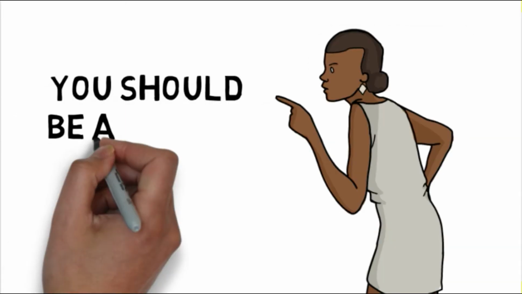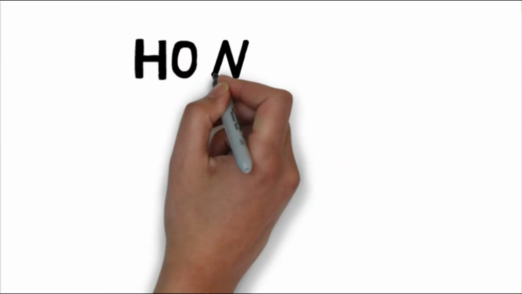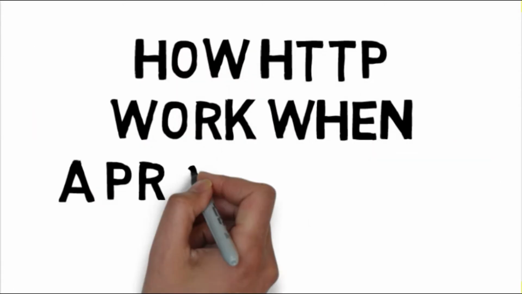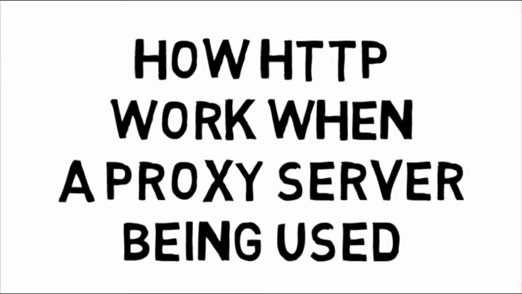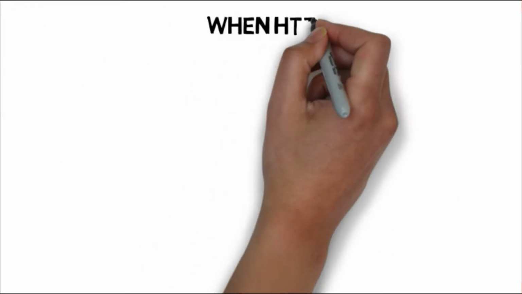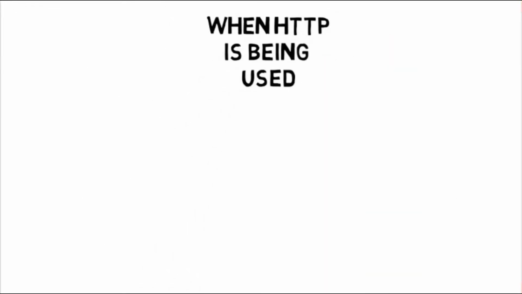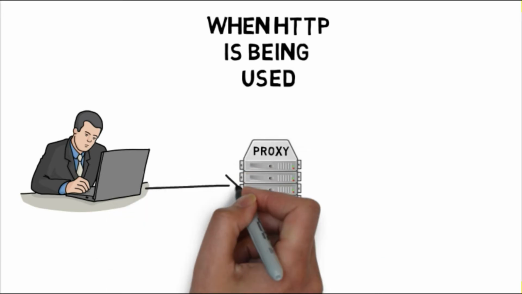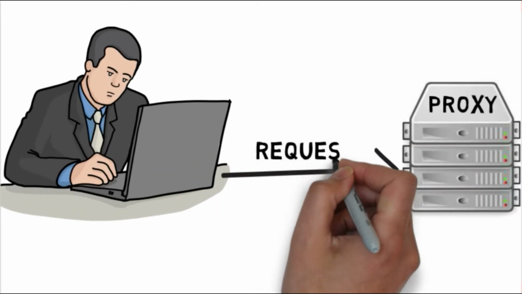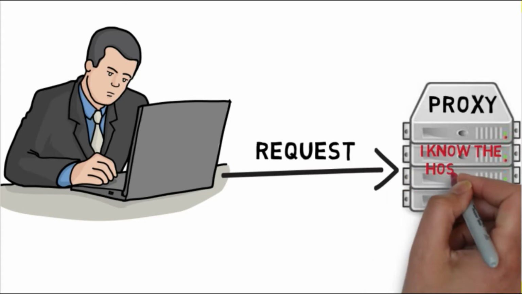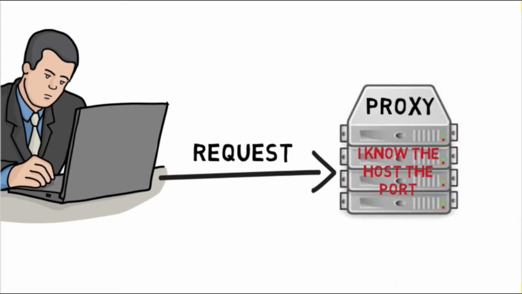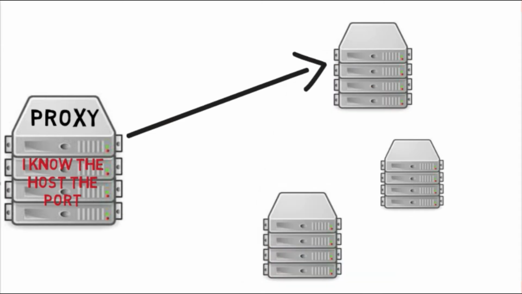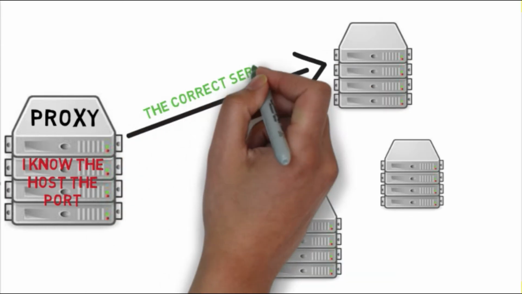And you should be aware of two differences in how HTTP works when a proxy server is being used. So when a browser sends an unencrypted HTTP request to a proxy server, it places the full URL into the request, including the protocol, the server hostname, and the port. So the proxy server extracts the hostname and the port and uses this to direct the request to the correct destination web server.